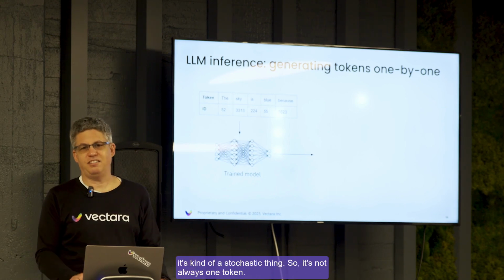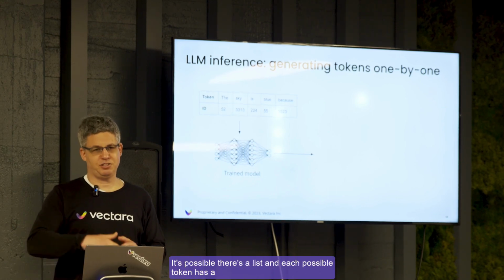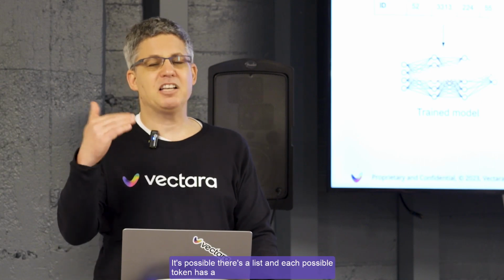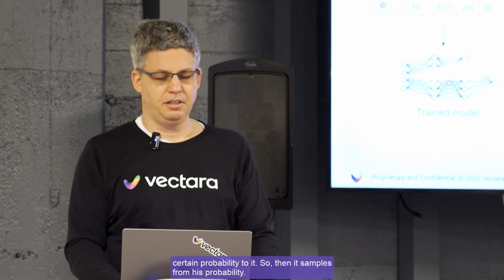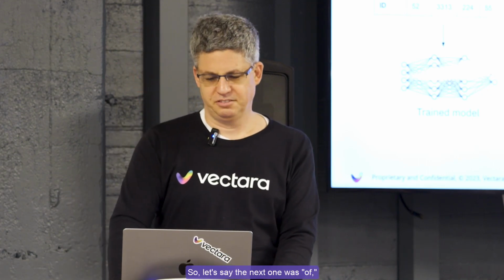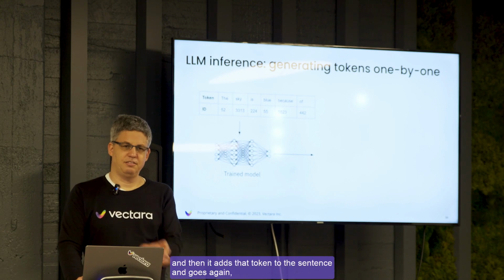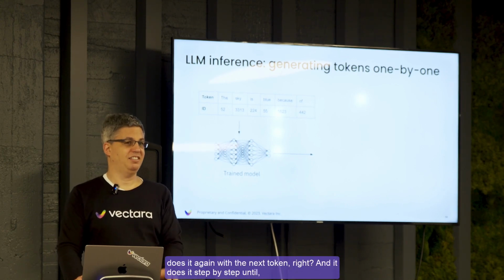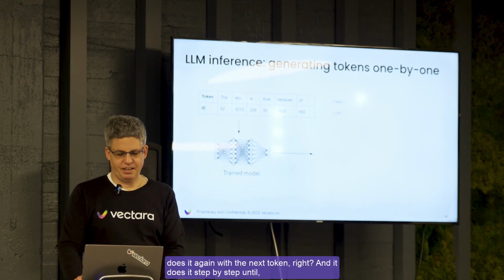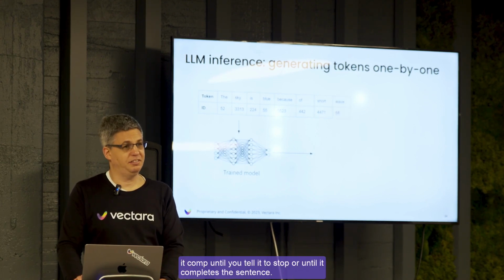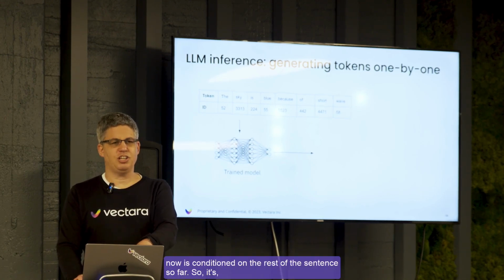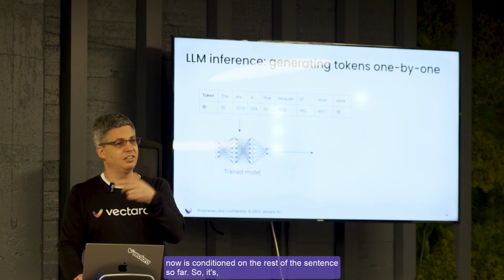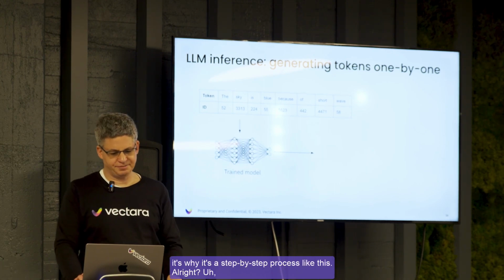It's a stochastic thing, so it's not always that only one token is possible. There's a list, and each possible token has a certain probability. Then it samples from this probability. Let's say the next one was "of." Then it adds that token to the sentence and does it again with the next token, right? It does it step by step until you tell it to stop or until it completes the sentence. Every one of those is conditioned on the rest of the sentence so far, which is why it's a step-by-step process like this.